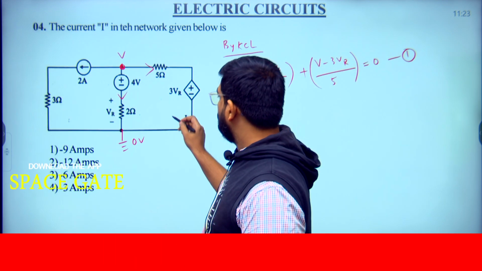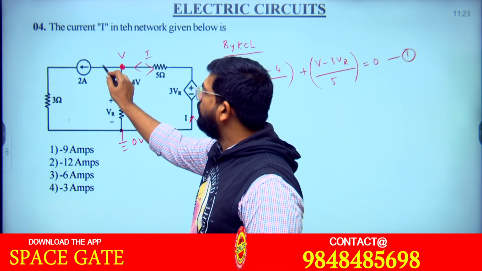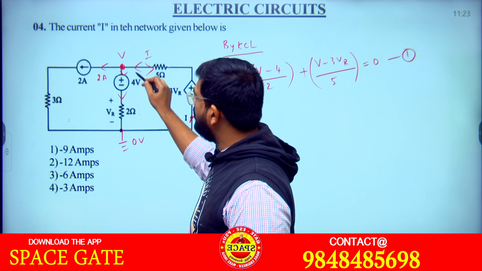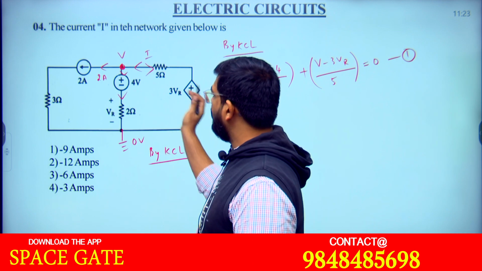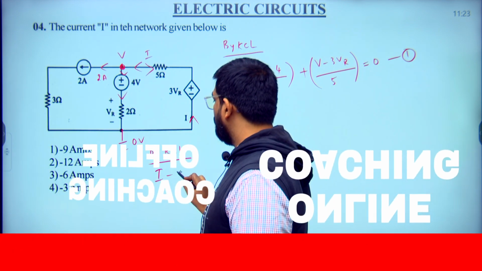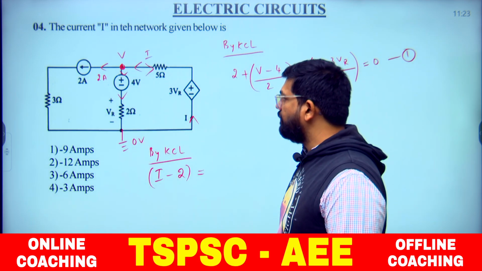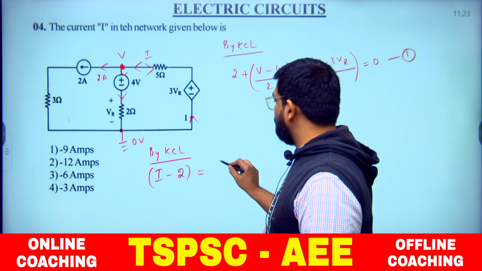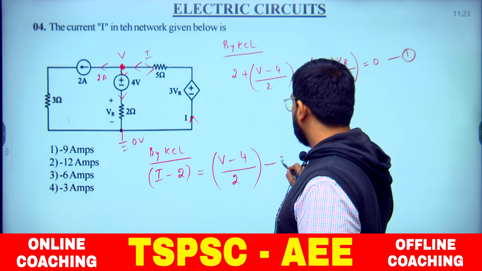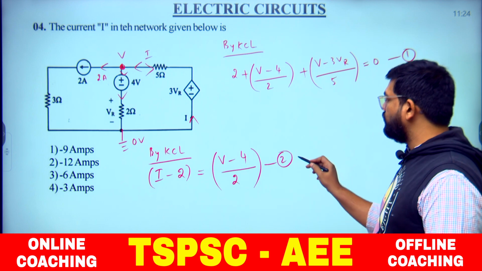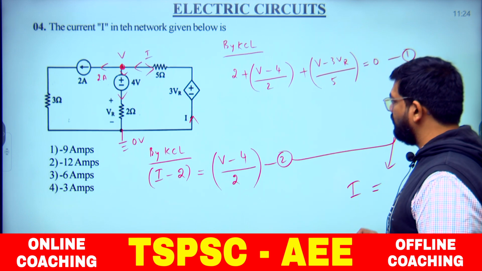And again, they have already given the direction: I is entering here and 2 amperes is flowing. So what must be the current here by KCL? I is entering and this one is 2, so it must be I minus 2 amperes flowing through this branch. But that current is also the node voltage (V minus 4) by its branch resistance 2. So this is the second equation. Now solve these two equations, and automatically we can find the current, because the current is what we need to evaluate.